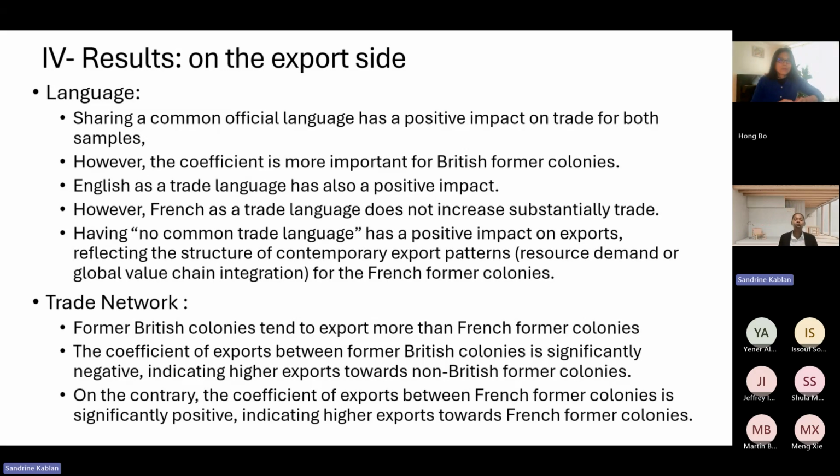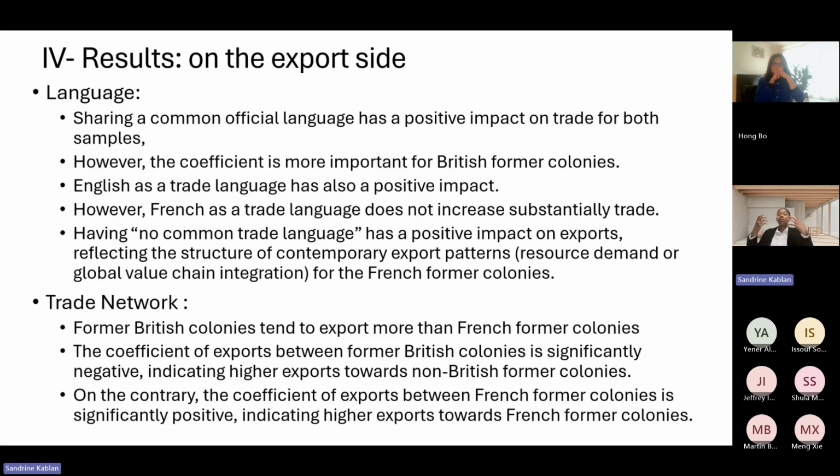And again, having no common trade language has a positive impact on exports, reflecting the structure of contemporary export patterns. So what does it mean? It means that there are some countries that won't use a stated language, it's not a chosen language. They will trade.